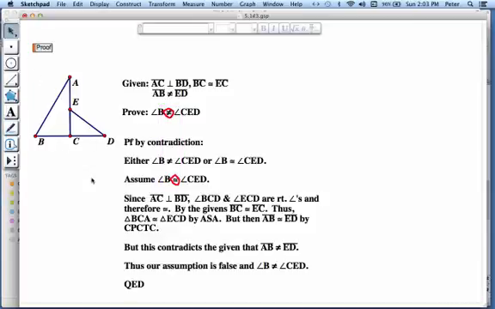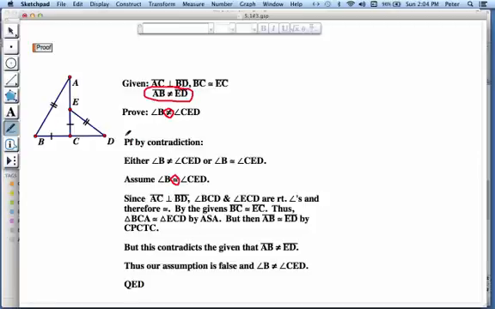Well, since AC is perpendicular to BD, angle BCD and ECD are right angles, and therefore they're congruent. From the givens, I know that BC is congruent to EC. Therefore, angle BCA is congruent to ECD by angle side angle, which would mean that AB is congruent to ED by CPCTC. But this contradicts the given that AB is not congruent to ED. Thus our assumption is false and the two angles are not congruent.